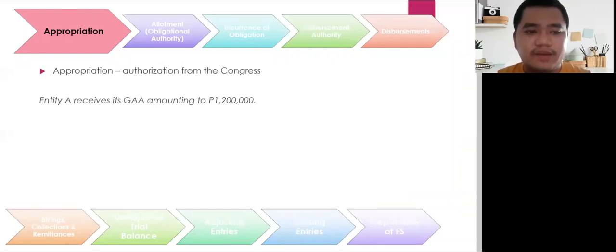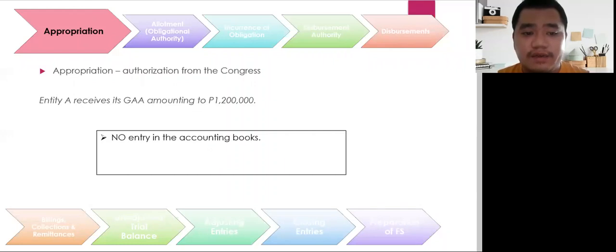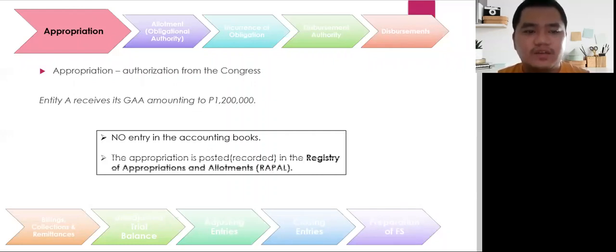So in our example, Entity A receives its government appropriation amounting to 1.2 million pesos. So what would be the corresponding entry on this transaction? For the appropriation, there will be no accounting entry in the accounting books. So how will this be recorded? It will only be posted in the Registry of Appropriations and Allotments, or RAPAL.